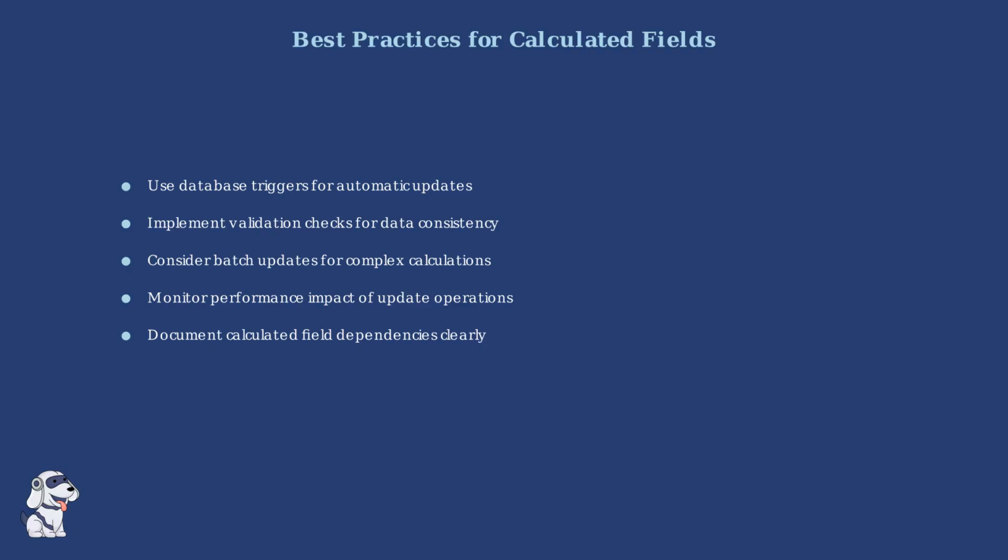To successfully implement calculated fields, follow these essential best practices that ensure both performance benefits and data integrity. Use database triggers for automatic updates to ensure calculated fields stay synchronized. Implement validation checks to catch inconsistencies early. Consider batch updates for complex calculations that might impact performance. Monitor the performance impact of your update operations to ensure they don't create new bottlenecks. Finally, document all calculated field dependencies so future developers understand the relationships.